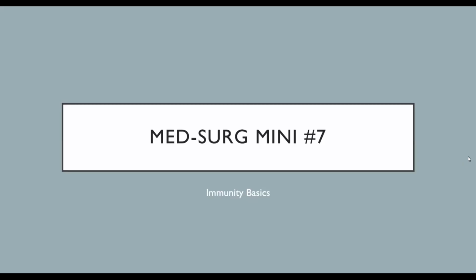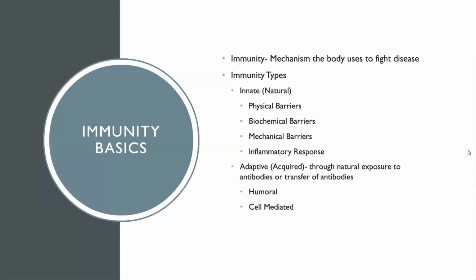Welcome to Med-Surg Mini number 7, where we'll talk about the basics of the immune system. To start off, immunity is the mechanism the body uses to fight disease. There are two different types of immunity: innate, also called natural immunity, or adaptive, also called acquired.